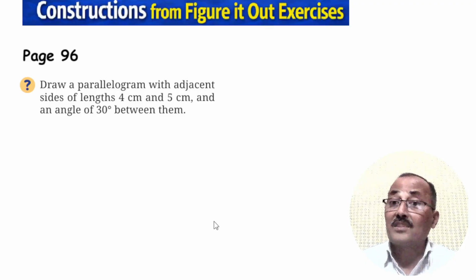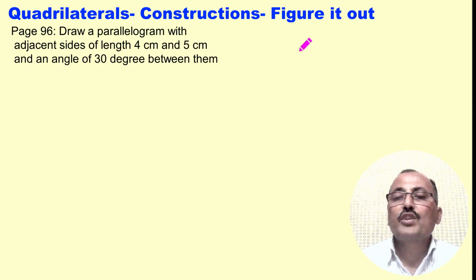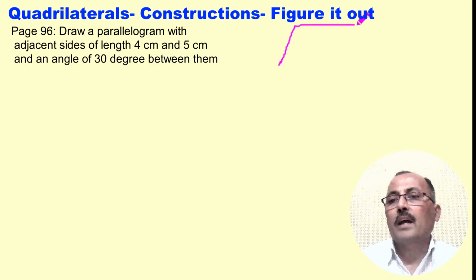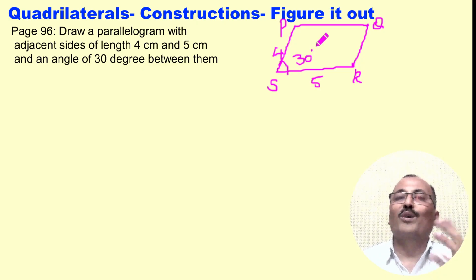Now I'll shift to the construction tool and draw the rough diagram there. Please remember the question. Okay children, what is the question? A parallelogram with adjacent sides 4 and 5, easy to draw. Let's name it P, Q, R, S. Adjacent sides: here I have drawn 4 and this is 5. And the angle between them is 30 degree. That's all over. So now you have to construct.